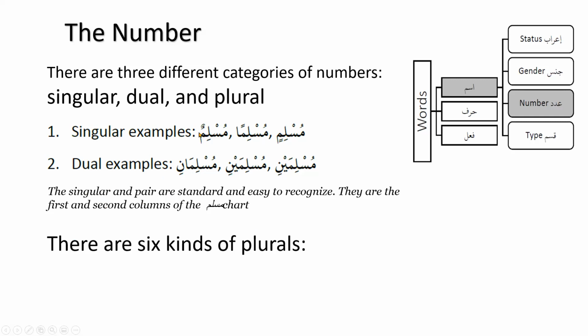Singular and dual is simple, just in the chart. Whatever you see, it has an un sound or an in sound. Ani or aini, tani or tayni. Or tun, tan, or tin. Just like muslimatun, with the ta marbuta. So these are simple, singular and dual. But for the plural, there are a few categories.